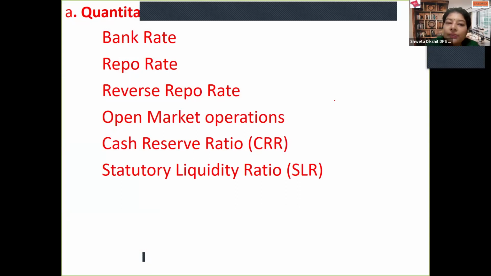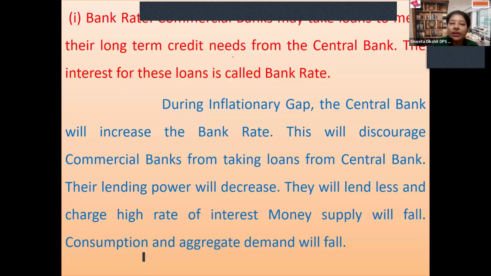For controlling the money supply, basically two players have the major role: the government of India, or the government of any country, and also the central bank. The central bank has tools known as quantitative measures and qualitative measures. First, I'll tell you the quantitative measures. These are bank rate, repo rate, reverse repo rate, open market operation, CRR or cash reserve ratio, and statutory liquidity ratio. Under this, first is the bank rate.